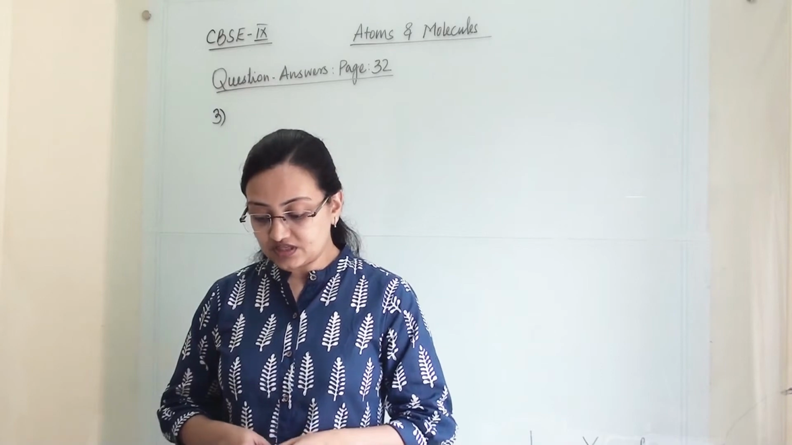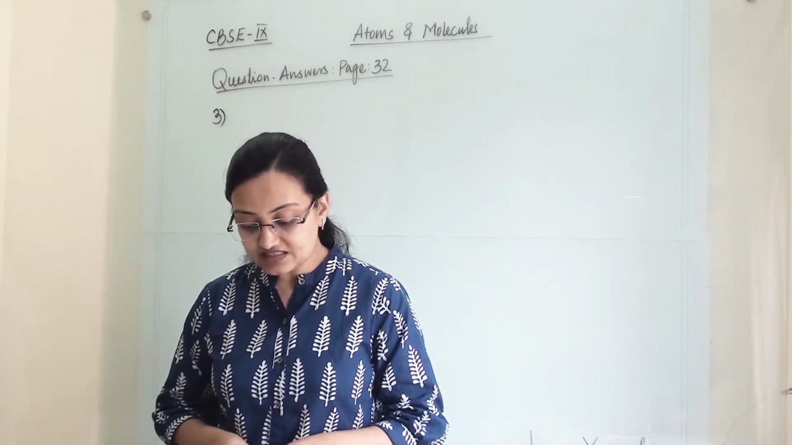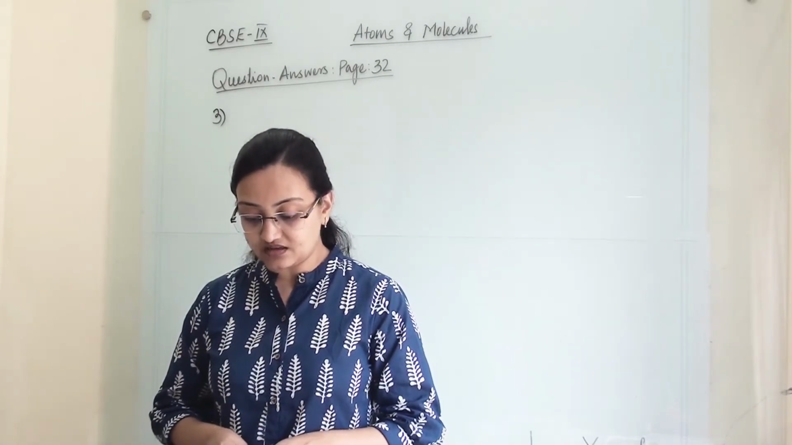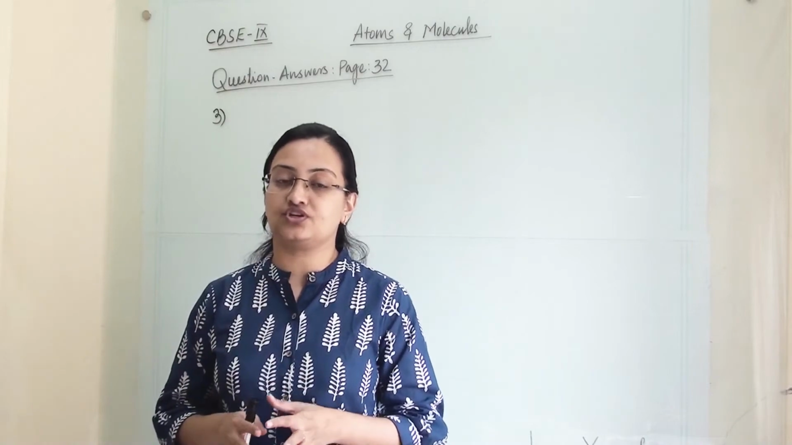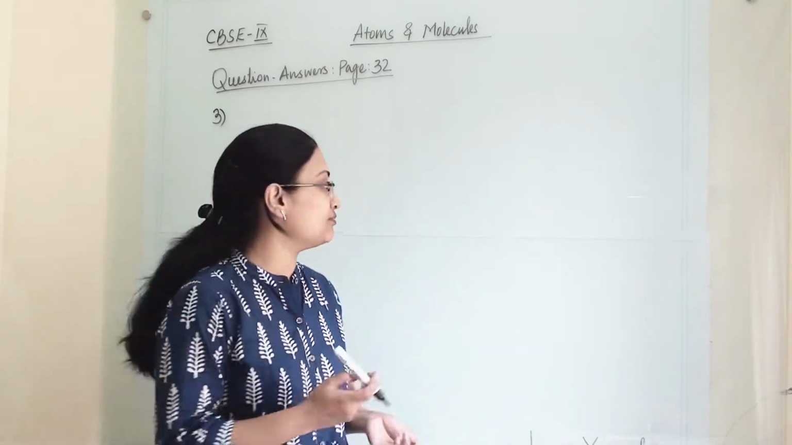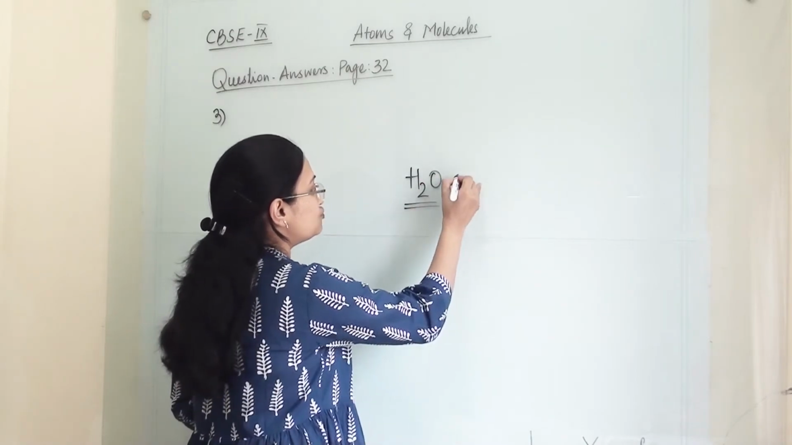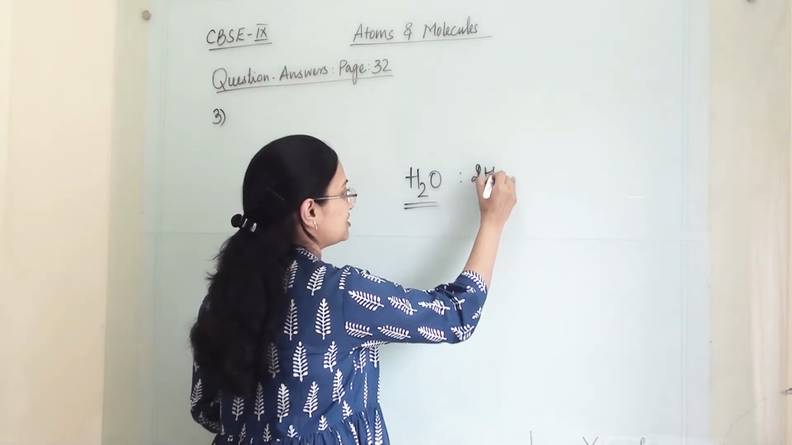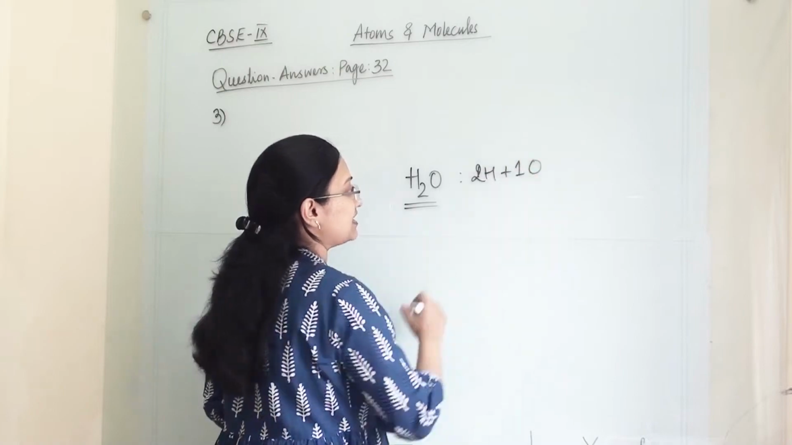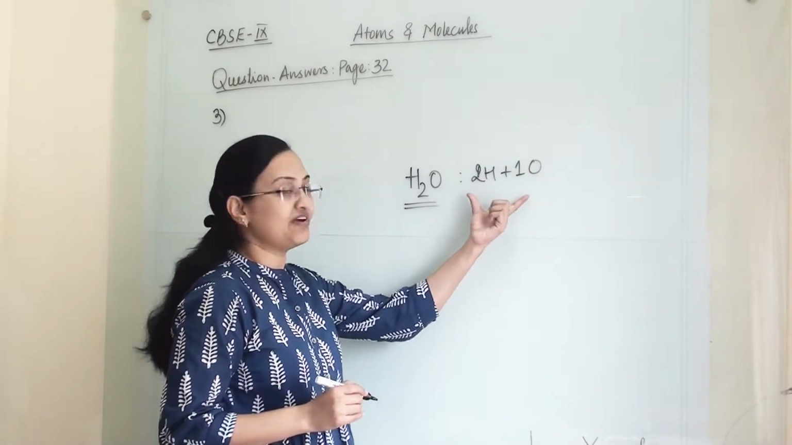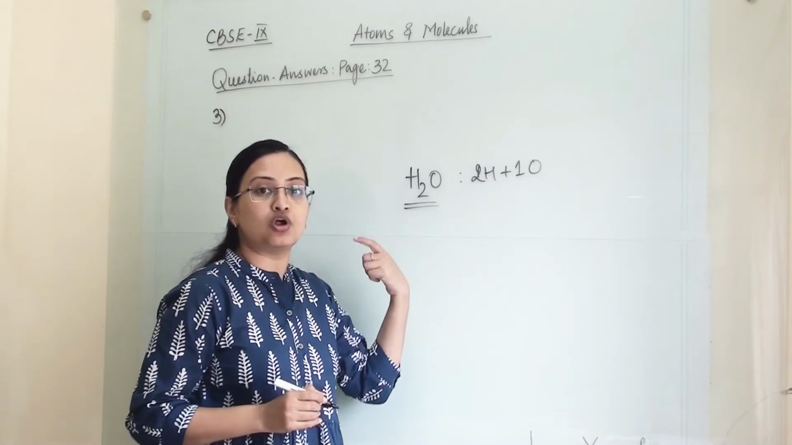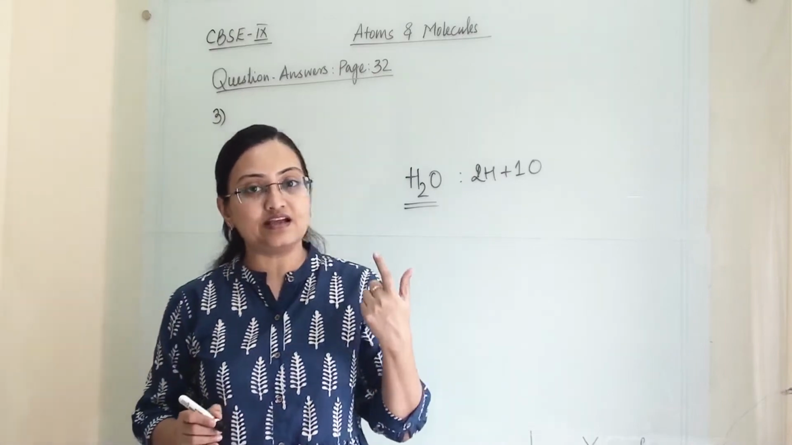Then the fourth question is, which postulate of Dalton's atomic theory can explain the law of definite proportion? Now what is the meaning of definite proportion? When we are writing H2O, then two atoms of hydrogen are reacting with one atom of oxygen. This is definite proportion. You cannot change the molecular formula of any compound.